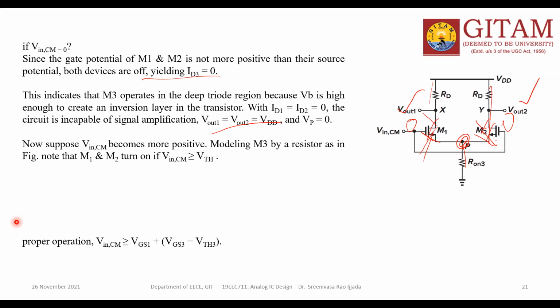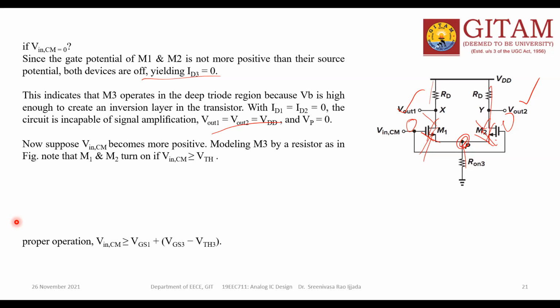So M3 operates in the deep triode region, and VB is high enough to form the inversion layer. So ID1 is equal to ID2 equal to 0. The circuit is incapable of signal amplification, so both Vout1 and Vout2 will come to VDD. Then VP is equal to 0.